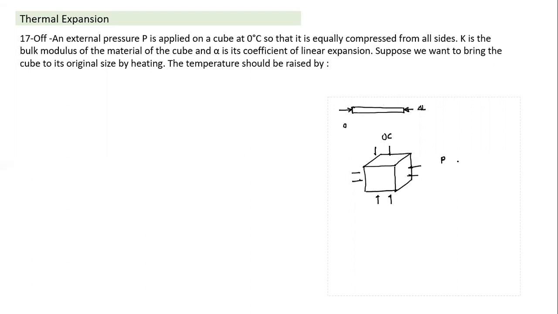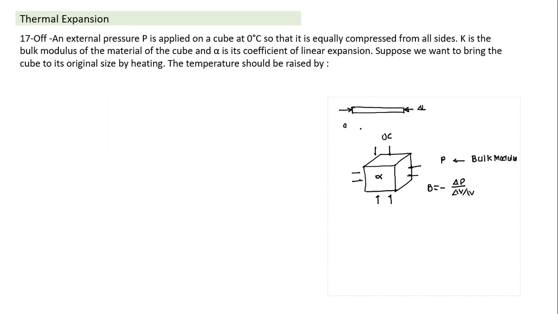When we apply pressure, this situation pertains to bulk modulus. What is bulk modulus equal to? Bulk modulus is equal to minus delta P upon delta V by V. So its dimension will change, its volume will change. And this material has a coefficient of linear expansion alpha. Because of the application of pressure, it will shrink. The question is, if the coefficient of linear expansion is alpha, and we want to bring the cube to its original shape by heating, what should be the increase in temperature?